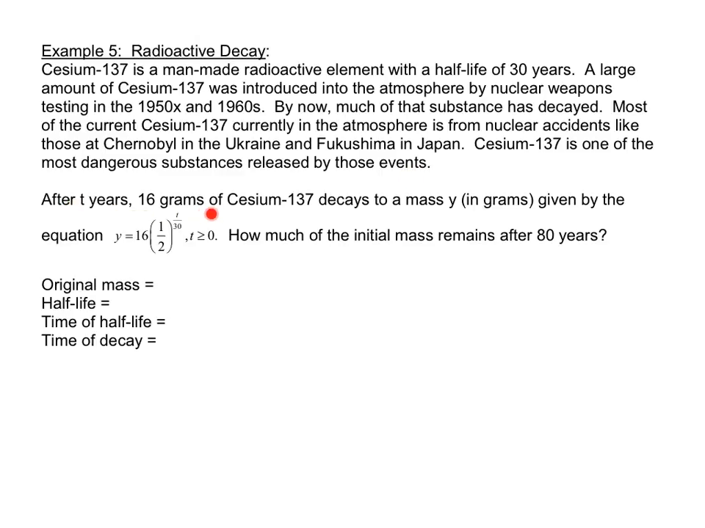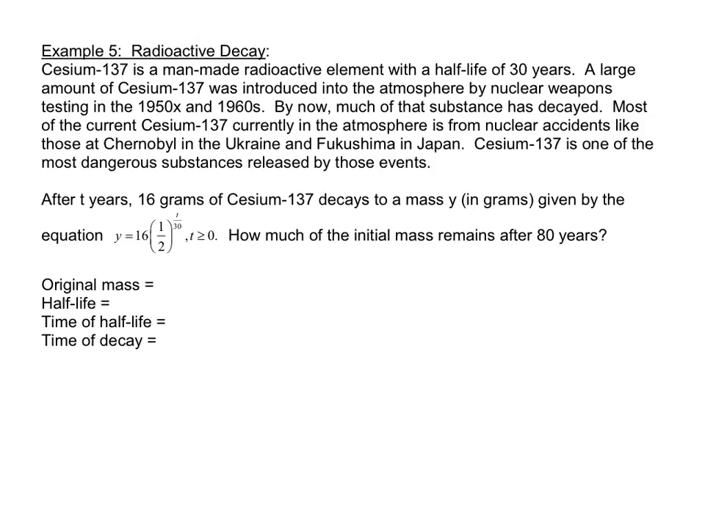Cesium-137 is one of the most dangerous substances released by those events. After t years, 16 grams of cesium-137 decays to a mass of y grams, given by the equation y equals 16 times 1/2 to the t over 30. Okay, so when it said half-life, that meant the base was 1/2. 16 is the initial amount, and the time is there, but you've got to divide it by 30 because that's how many years it takes to get rid of half of it. So like if it's only been 1 year, it's been 1/30. And yes, t is always greater than 0 because it's time.